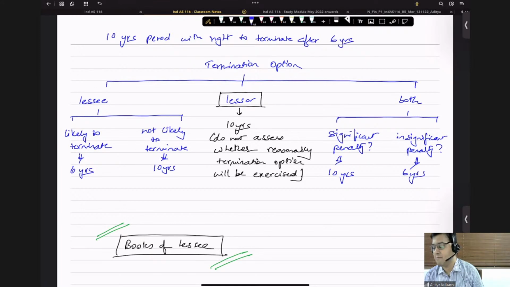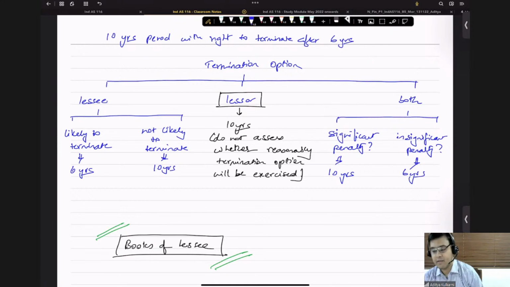If there is a significant penalty, both the lessor and lessee will not exercise it, because if the lessor exercises, the lessee can, by way of an enforceable right, enforce the penalty. Similarly, if the lessee exercises, the lessor by way of the penalty clause can put the penalty on the lessee. Therefore, if a significant penalty is there, it will be 10 years, and if there is no significant penalty, it will be only 6 years.